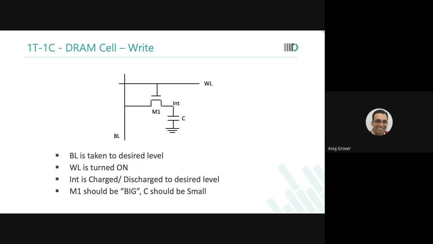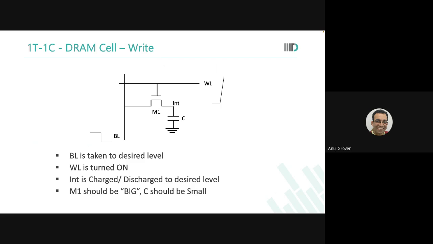Okay? So how do you write into a memory cell? You take the bit line to the level that you want to take it to, and you take the word line high. Have you noticed one thing over here? I took the bit line only this much down, but the word line I took this much up. What is happening? M1 will be faster, it is getting more gate drive, and the charge is being stored.